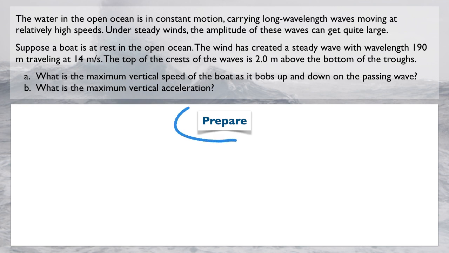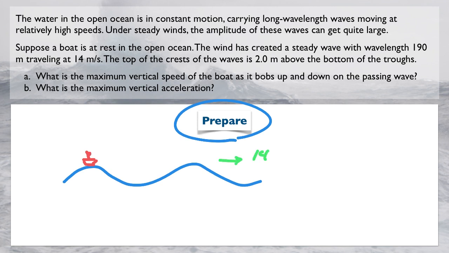So to prepare, what I'm going to do is this. Okay, so here's my wave going by like so. And I got my boat on top of this little wave right here. Okay, and the wave is moving at a speed of 14 meters per second. If I'm going to solve this simple harmonic motion problem, the two pieces of information I need are 1, the amplitude, and 2, the frequency. So let's think about the motion of the boat.